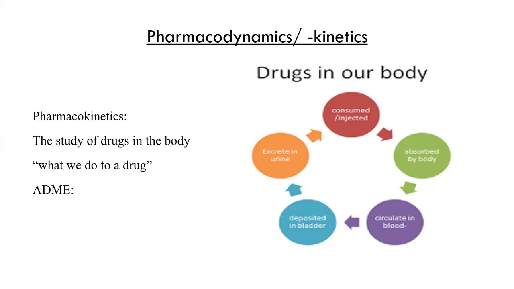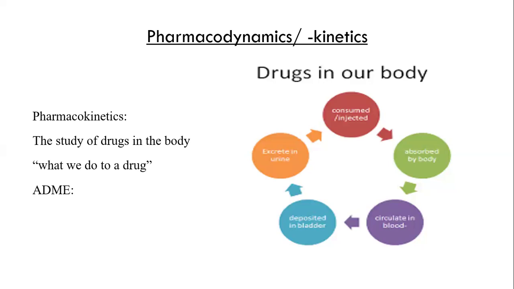So what the body does to the drug is what we call pharmacokinetics. In pharmacokinetics, we have three or four processes that can happen. First of all, we have absorption. Those chemicals will have to be absorbed by the body. How the chemicals get absorbed will determine how long the chemicals will remain in the system, and what is the point of entry of those chemicals.